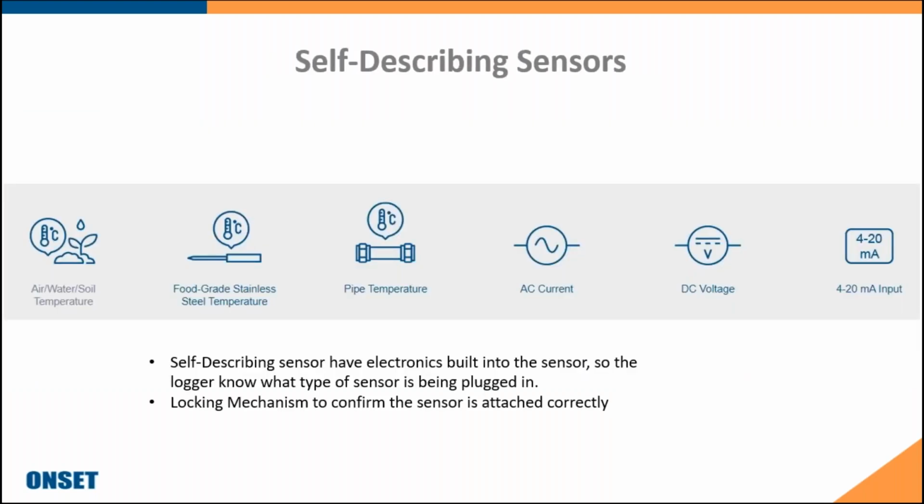And as I had touched base earlier in the presentation, we did release some self-describing sensors for our new MX1104 and MX1105 data loggers. These sensors do have electronics built into them, so when you plug one into the data logger, it automatically recognizes what type of sensor it is. So for example, if it's a temperature sensor, when you plug it in, the logger knows that it has a temperature sensor plugged in. It's some time-saving steps for the configuration of the data logger.